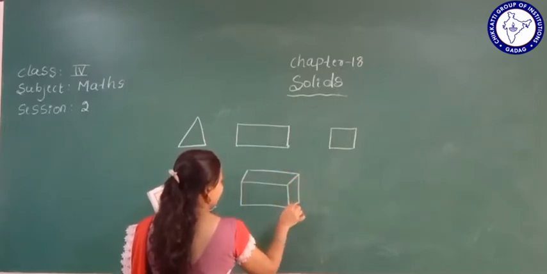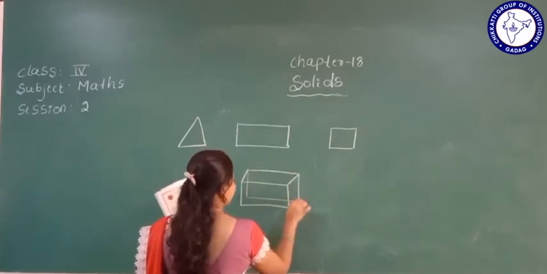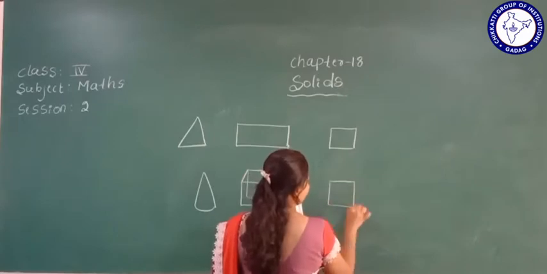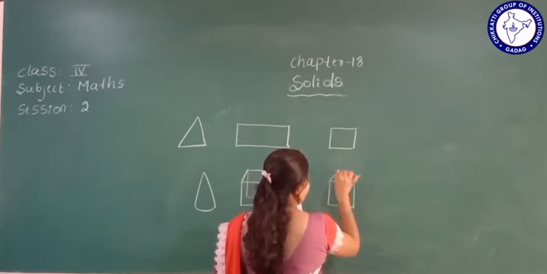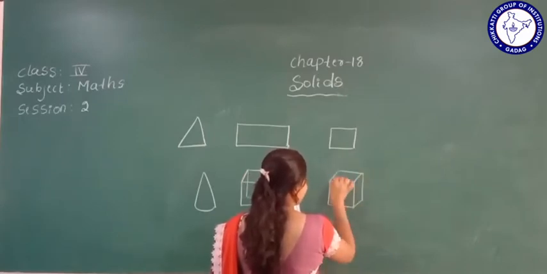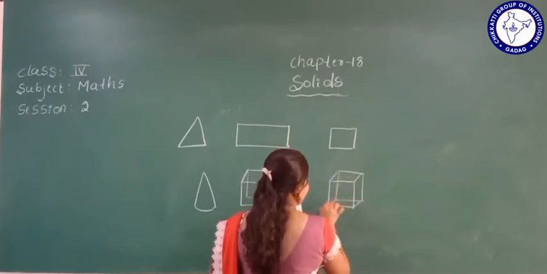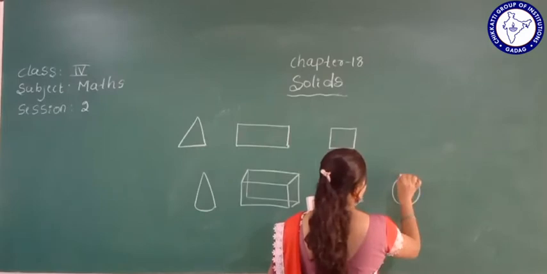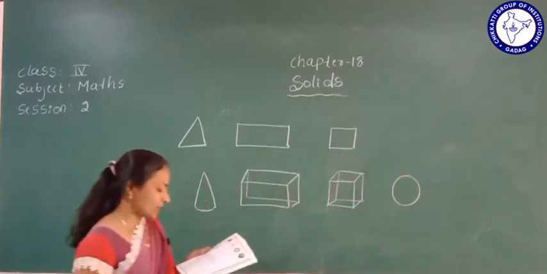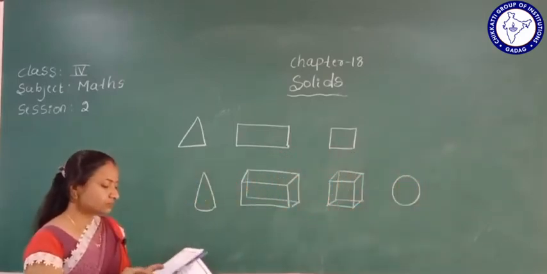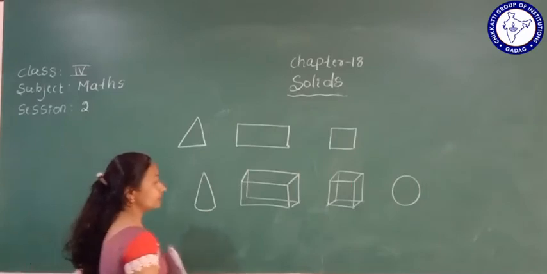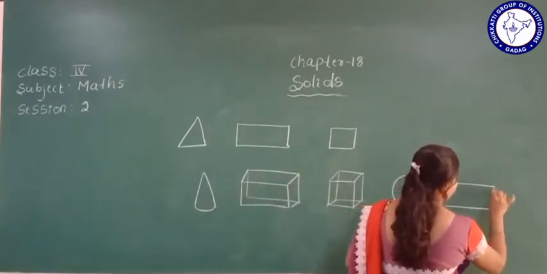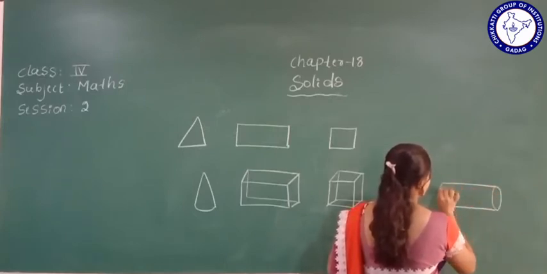So this we can call a cuboid, and this we can call a cube. These are all solid shapes. Okay, so this is a sphere. And this we can call a cylinder. So this also comes in the three-dimensional shapes.